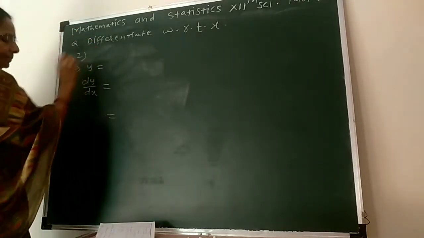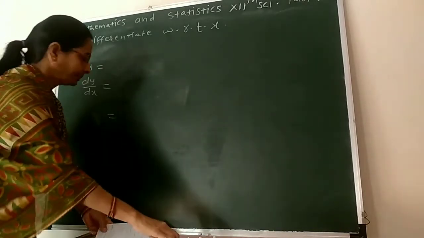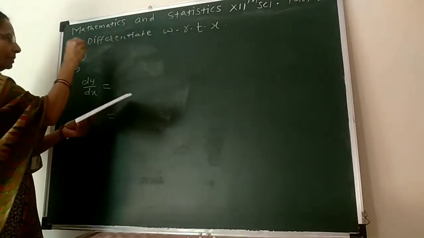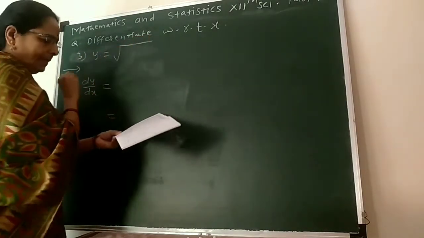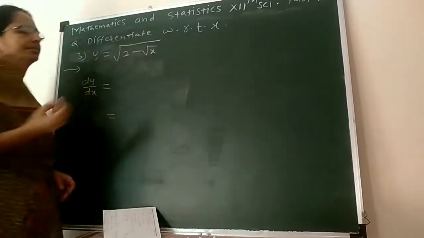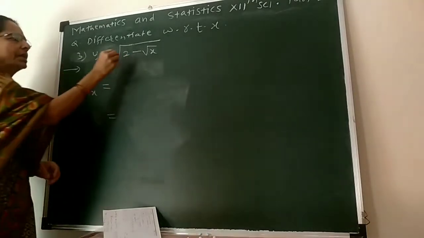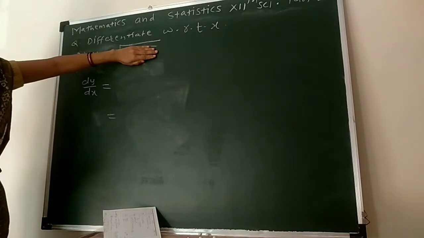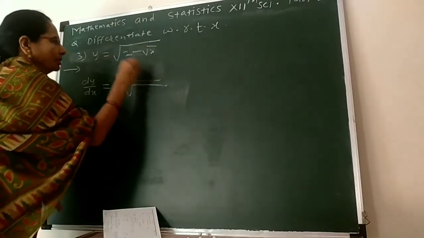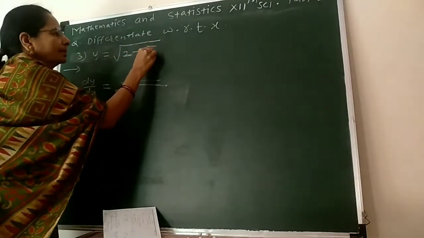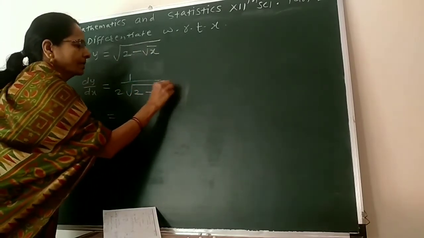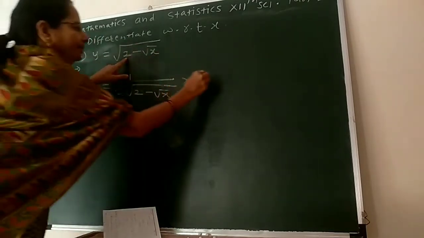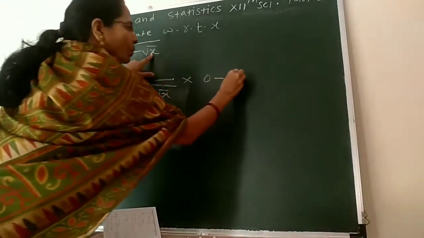y is equal to root 2 minus root x. So dy by dx is equal to, suppose this is x, so root x derivative is 1 upon 2 root x, where x is this total value, 2 minus root x, multiplied by derivative of this total value, derivative of 2 is 0, minus derivative of root x, which is 1 upon 2 root x.